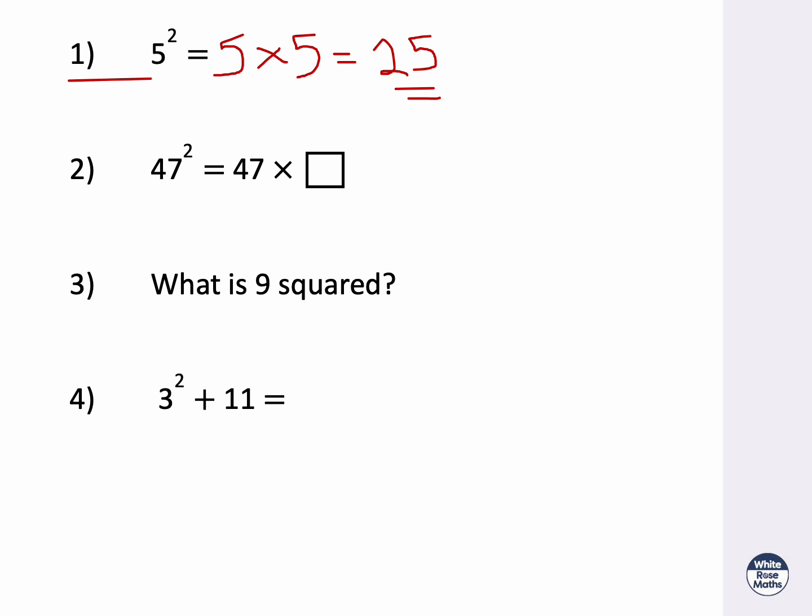Question number 2, 47 squared is written as 47 times 47. So this is pronounced 47 squared, or 47 to the power of 2. That's equal to 47 times 47, for that one.